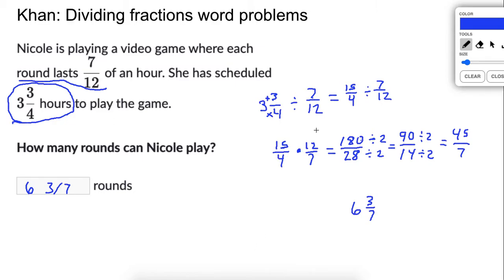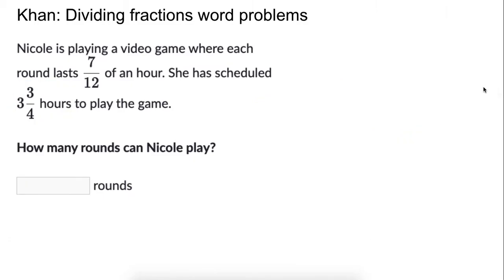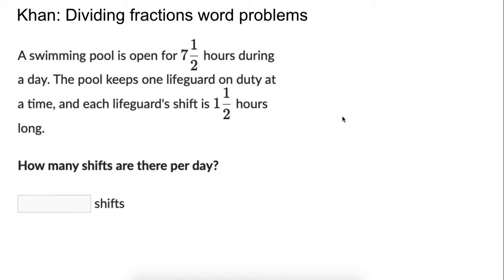So again, identifying, setting up our equations, writing it as just a fraction division problem, then we change it to a multiplication, multiply by the reciprocal. We're going to be doing that with all these. So let's look at our next problem here, okay?